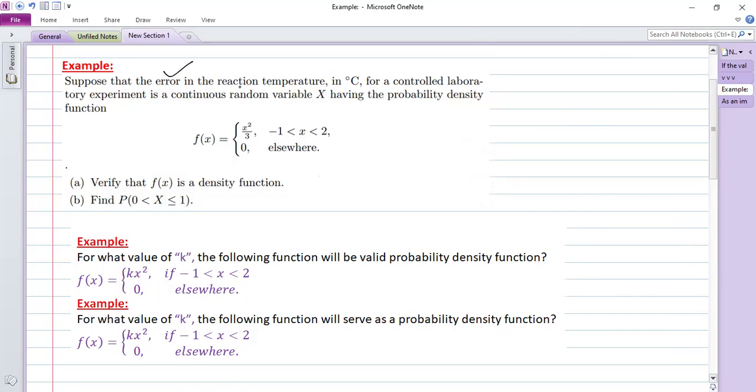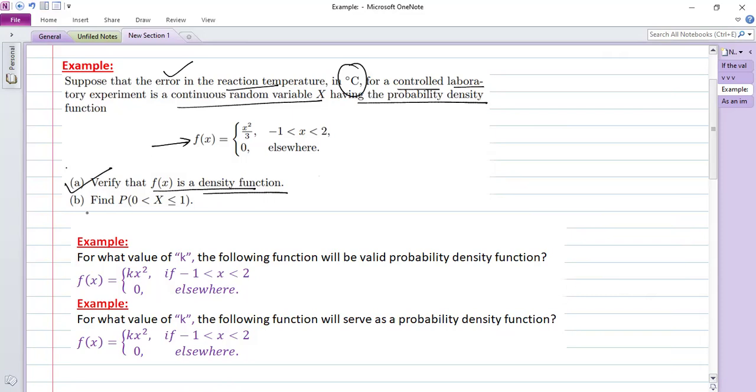So here we have an example. Suppose that the error in the reaction temperature in degrees centigrade for a certain controlled lab experiment is a continuous random variable whose density function is given by this expression. I have already mentioned that temperature, time, length, and weight are some examples of continuous random variables. Here we have to verify that f(x) is actually a density function.